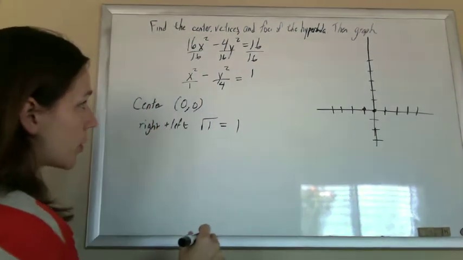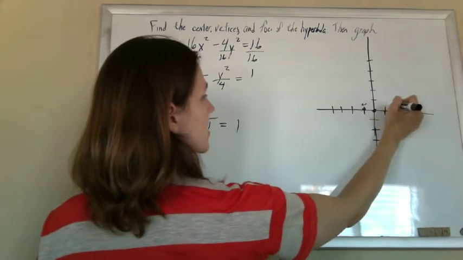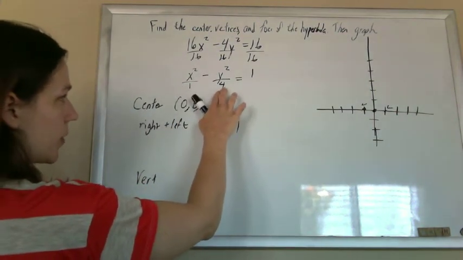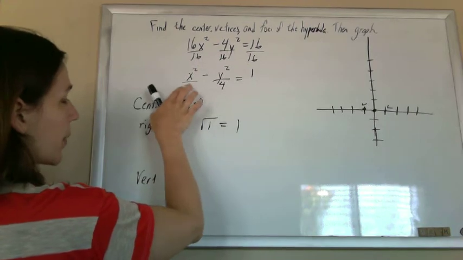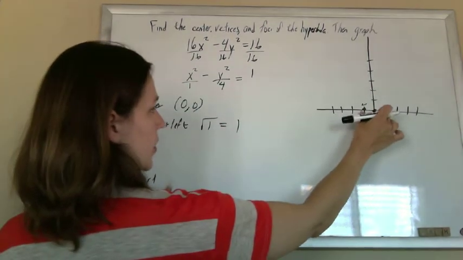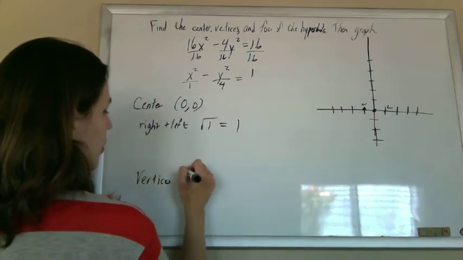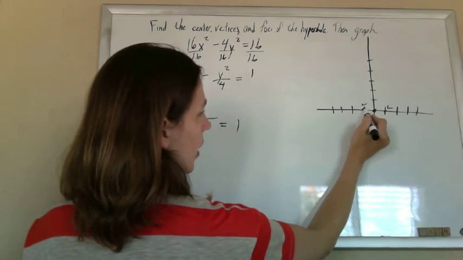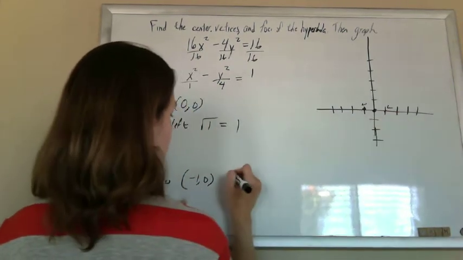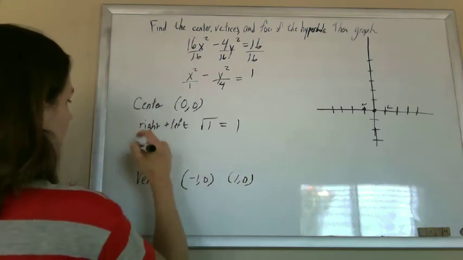And for hyperbolas, those are my vertices. Now note it's not the bigger one. For ellipses, the bigger one would dominate for the vertices, but for hyperbolas, it's the positive one. Usually the one that comes first is positive. So these guys are my vertices there and there, and I can read those right off the graph, -1, 0, and +1, 0. So I've got my center, my vertices.